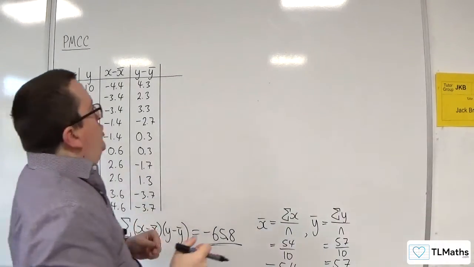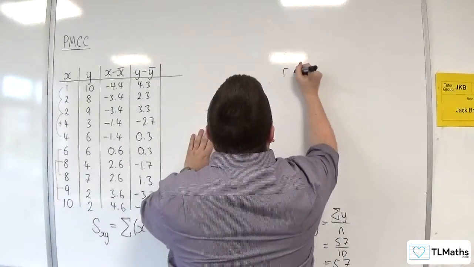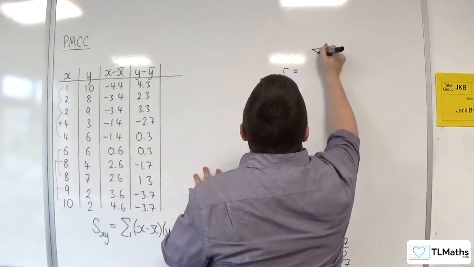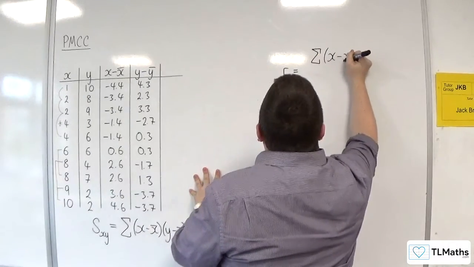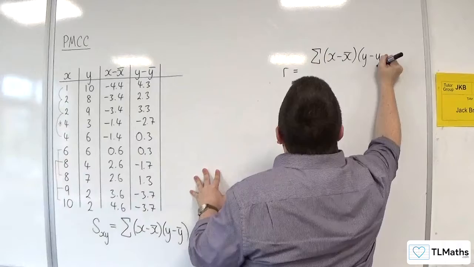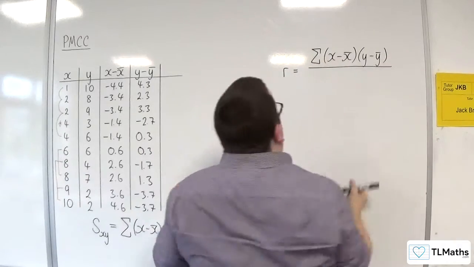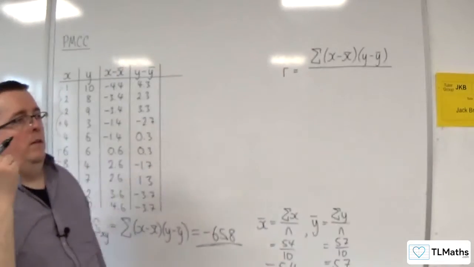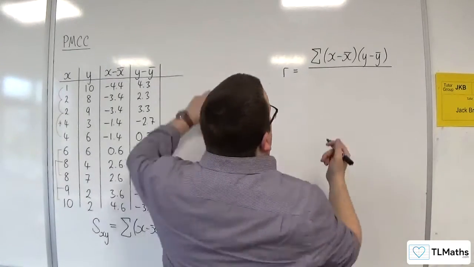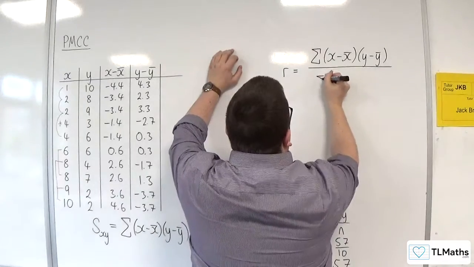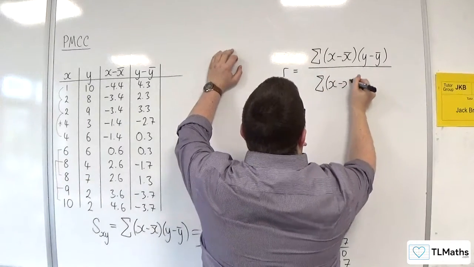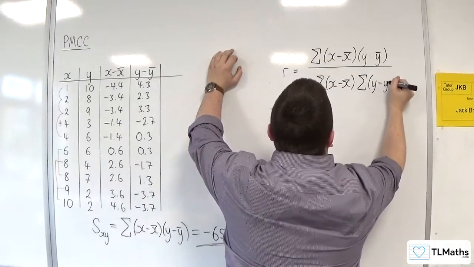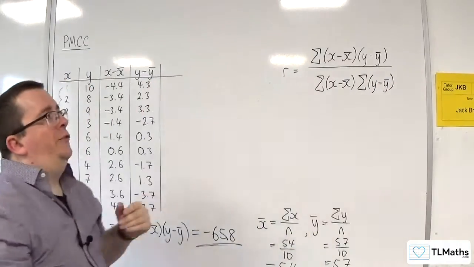So the product moment correlation coefficient, r, is found by summing together all of the x take away x bars times y take away y bars, and then I need to scale it down. Now, I can't just do the sum of the x take away x bars times the sum of the y minus y bars, okay? Scaling it in that way.